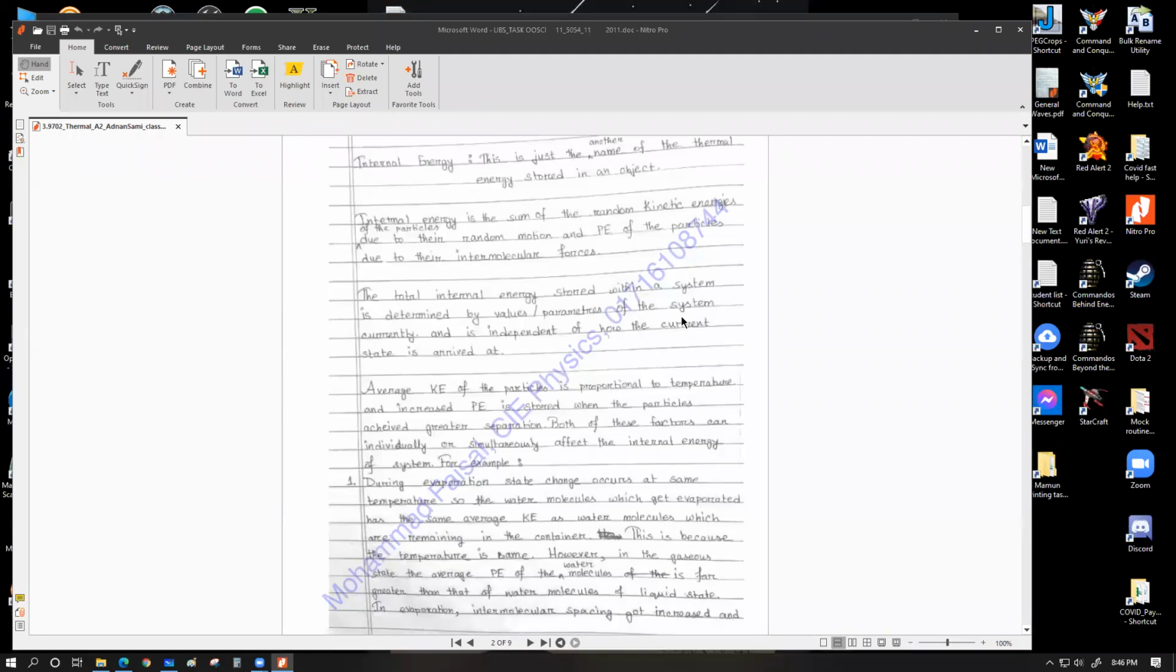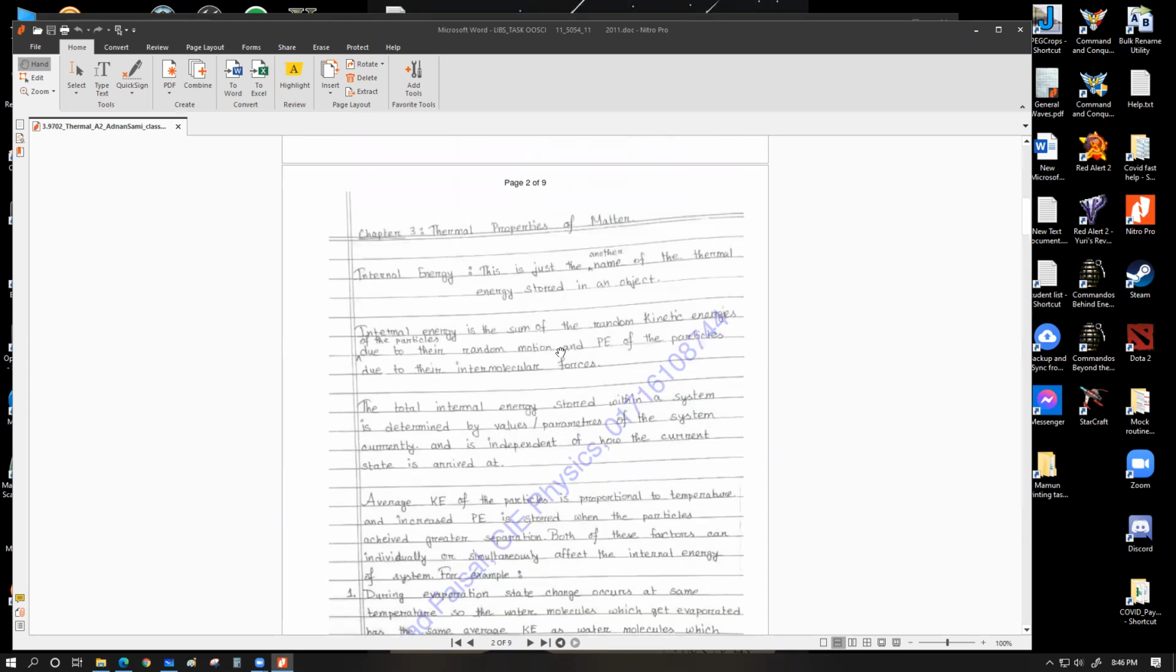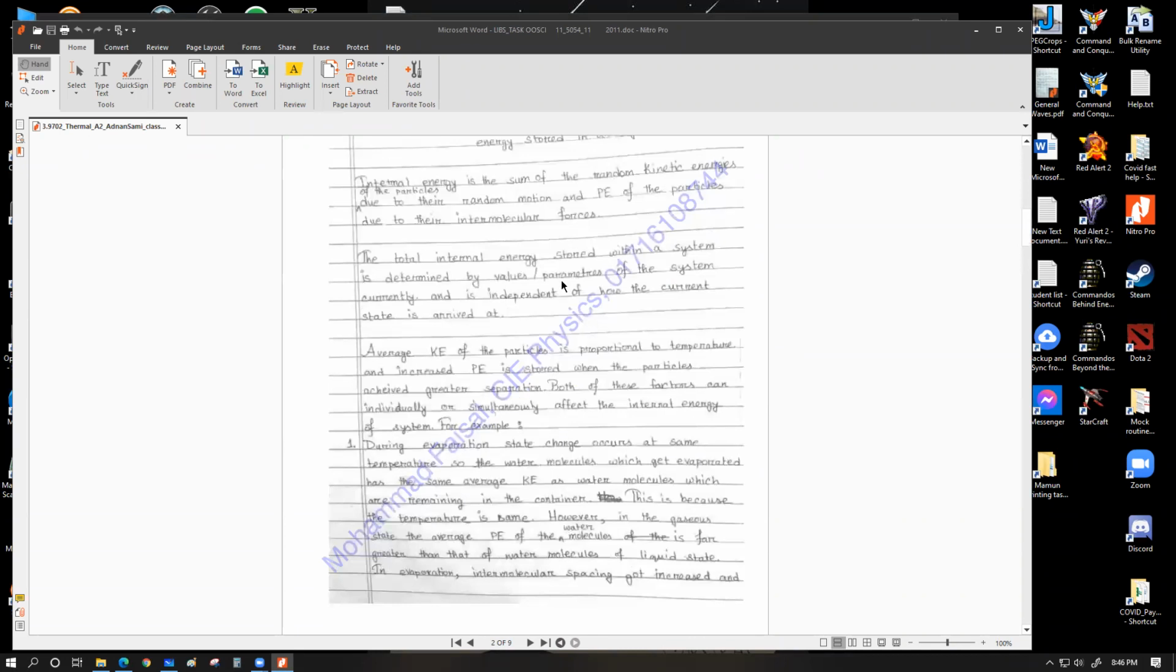Today is the second class for the thermal properties of matter, or thermal energy topic of the A2 syllabus. In our last class, we discussed a couple of things, and today we're going to continue from there. So in this note, which is collected from Adnan Sami, we have the definitions for internal energy, and then we have the definition for a couple of systems.